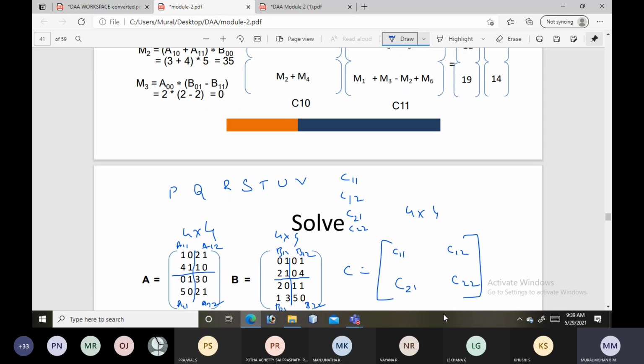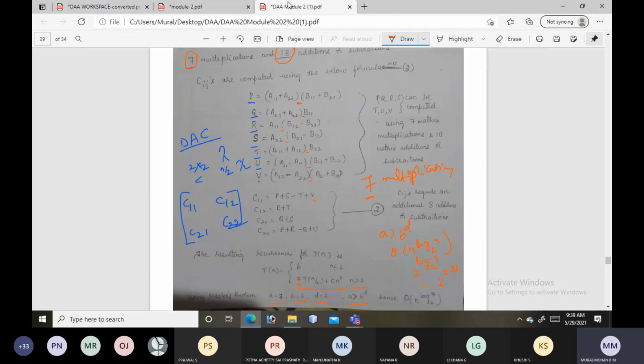Yes or no? But you should calculate this, sir. To calculate this, we need P, Q, R, S, T, U, V. So from where we will get these values? From these formulas. Okay? Is it clear?